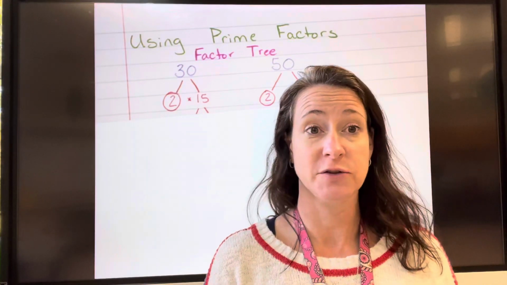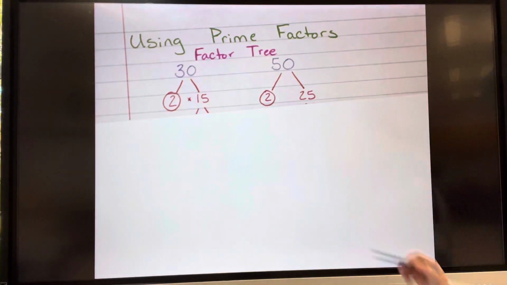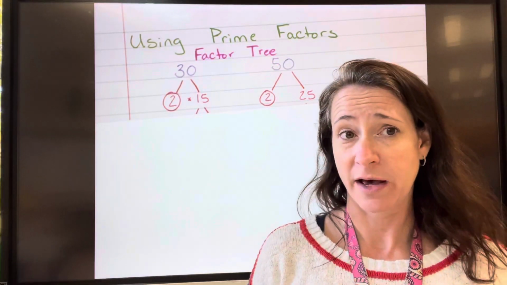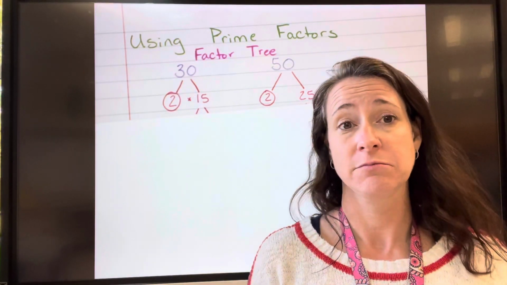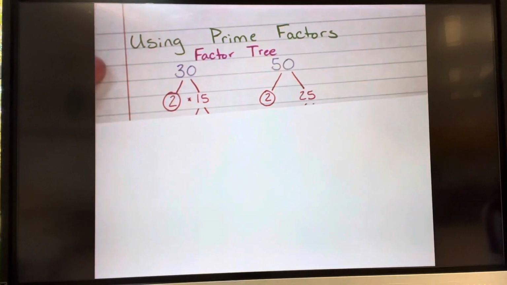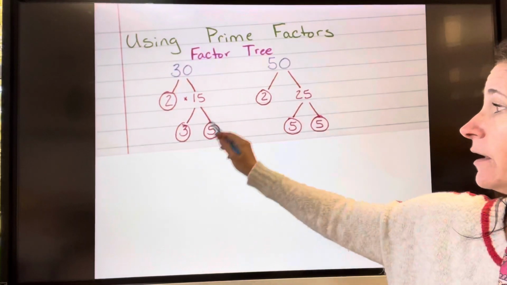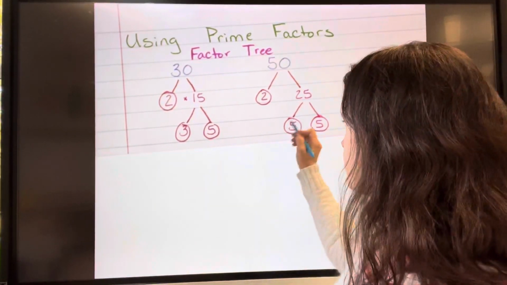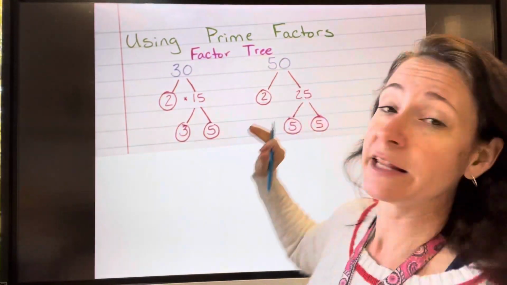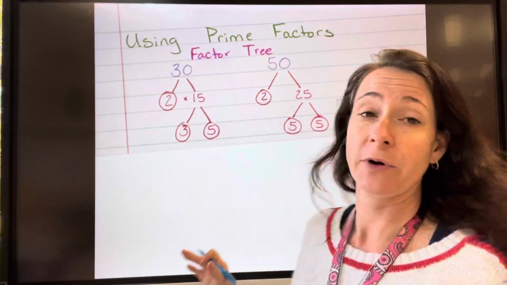The only way to get 5 is to multiply 1 times 5. And I know that 5 times 3 gives me 15. 25 also ends in a 5, so it is a multiple of 5. So I know if I multiply 5 times 5, I get 25. And 5 is a prime number, and 3 is a prime number. So I pull those out, 5 times 5 and 3 times 5, and I circle them because they are prime numbers. And then we've finally gotten to the final prime numbers. We can't break apart 5 anymore, and we can't break apart 3.